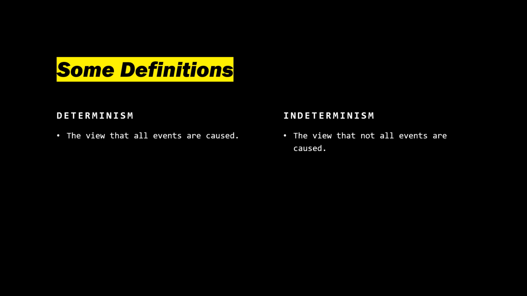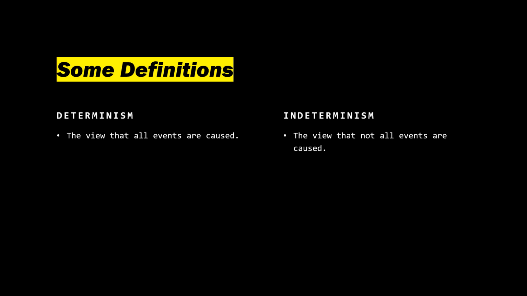So first, some definitions. Determinism is the view that all events are caused. That is, for everything that has ever happened, there is some reason why it happened the way that it did and not some other way. Right? And if all such events bear that description, then determinism is the case. If not all events are caused, then indeterminism is the case. So the definition of indeterminism is the view that not all events are caused.